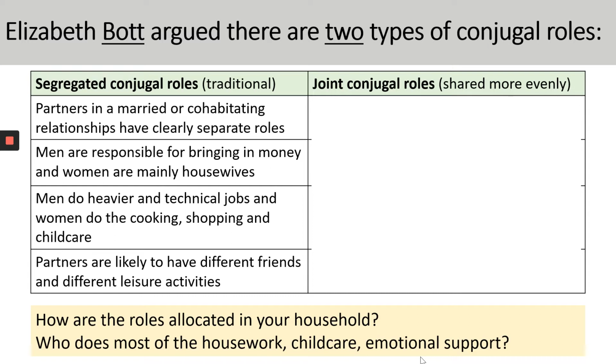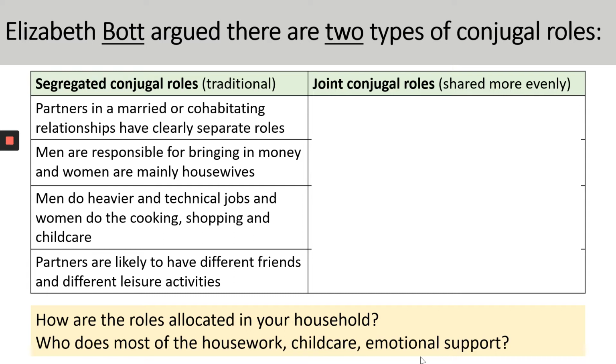divided more equally. So in segregated conjugal roles, the key features would be that partners in a married or cohabitating relationship have very clear, separate and distinct roles. So the man would go out to work and bring in the money, and the woman would stay at home and be mostly a housewife. Men would do heavier and technical jobs. So they might do things like DIY, they might mow the grass, etc. And women do the gentler cooking, shopping, childcare roles.